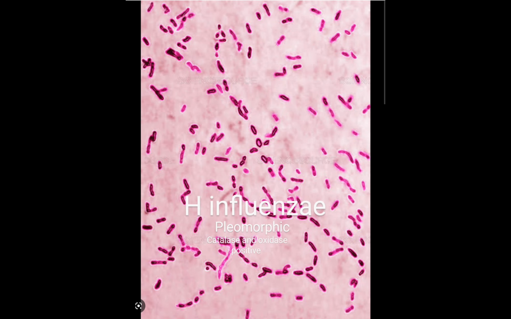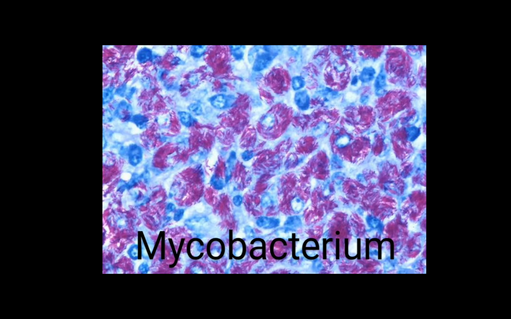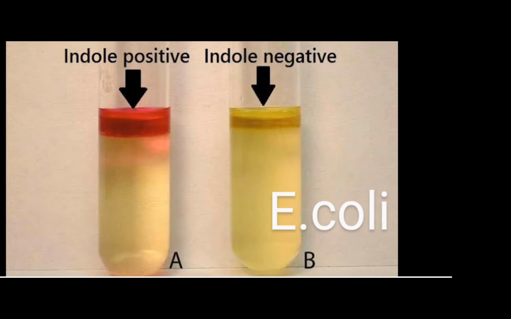H. influenzae is also catalase and oxidase positive, and it is a pleomorphic gram negative cocobacilli. H. influenzae causes classical pneumonia, meningitis, these types of infections. Then we have the mycobacteria. Mycobacteria, we know, have the classic acid fast appearance: red bacilli on a blue background.